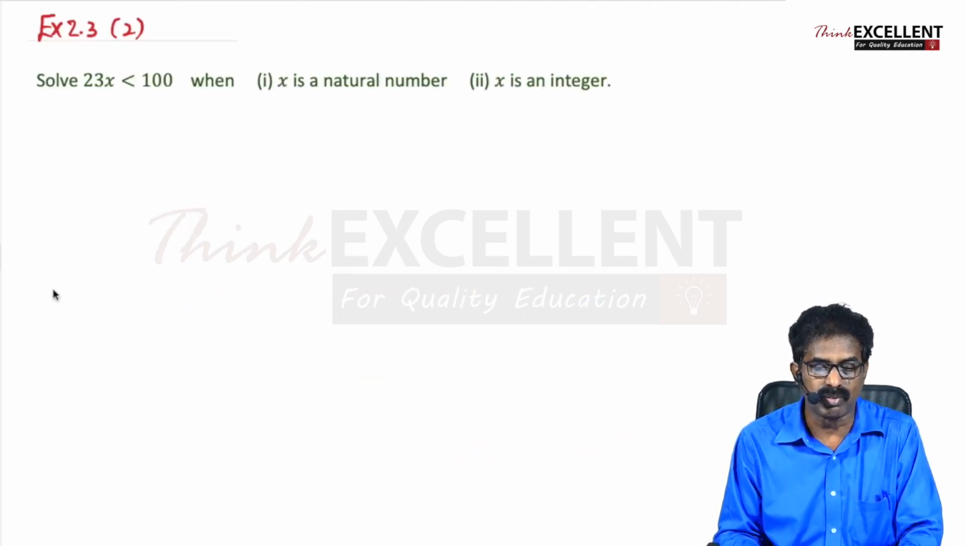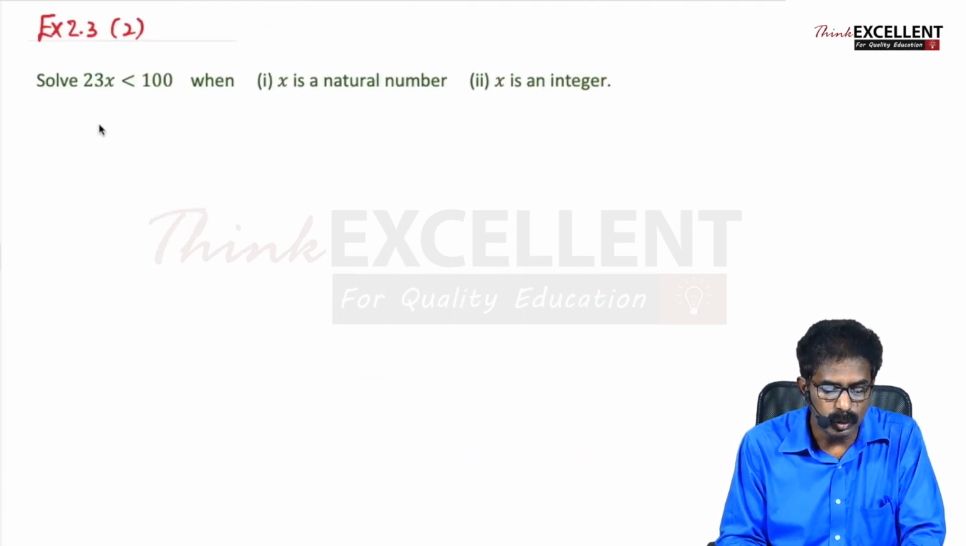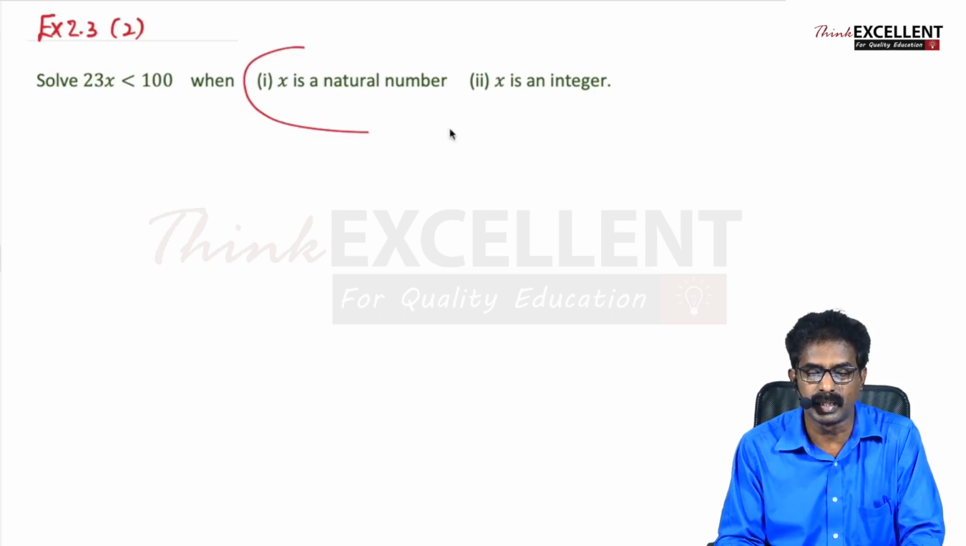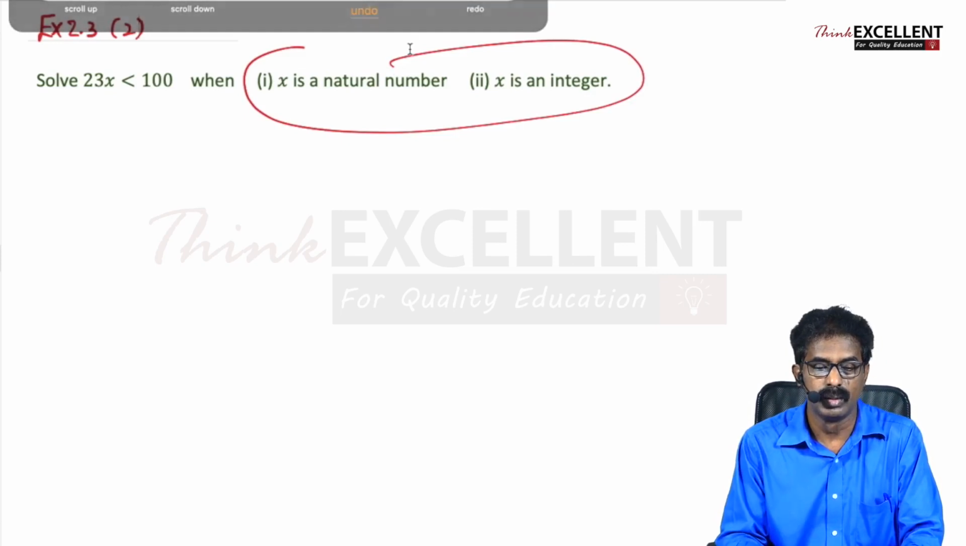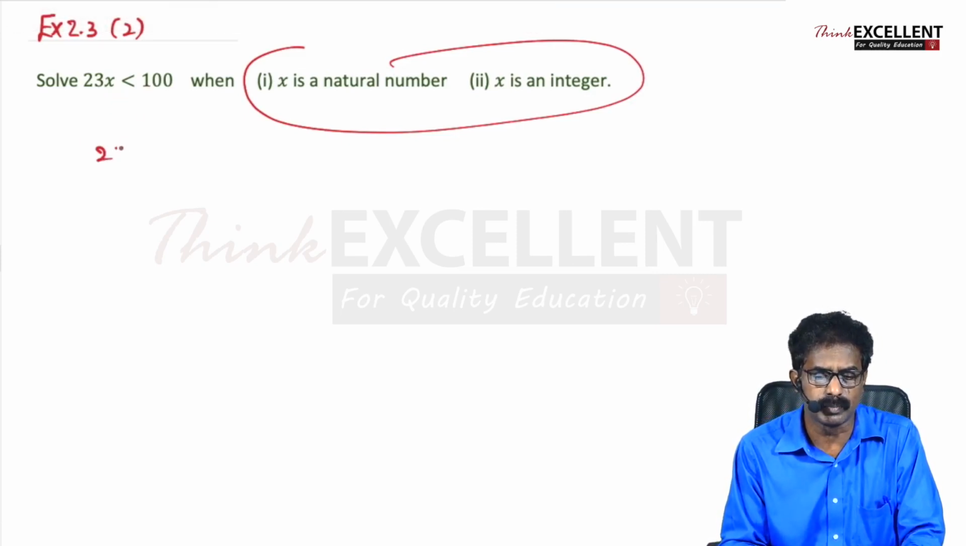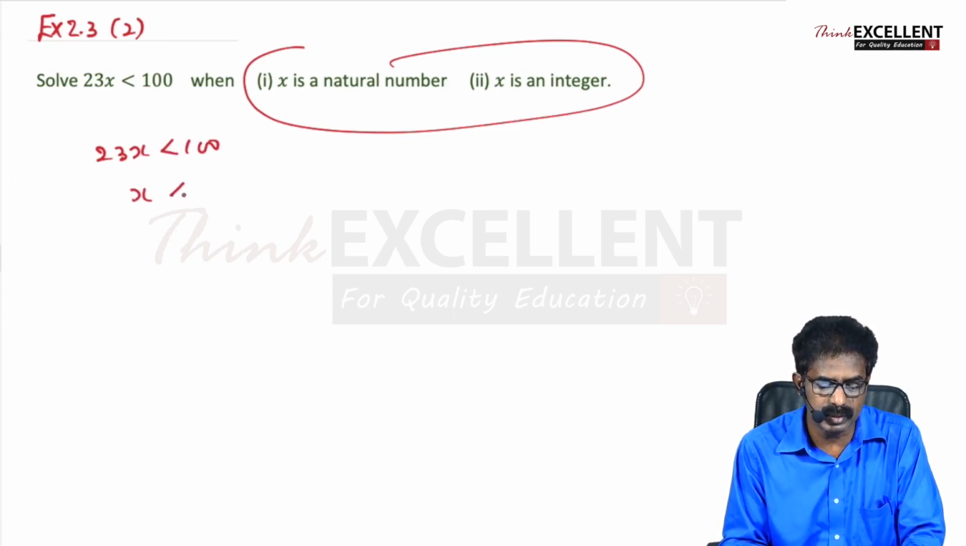Okay, now let's go for the second sum. 23x less than 100. Something else is given here, don't worry about that now. First let us solve this. 23x less than 100 means 23x less than 100. So x is less than what? 100 by 23.